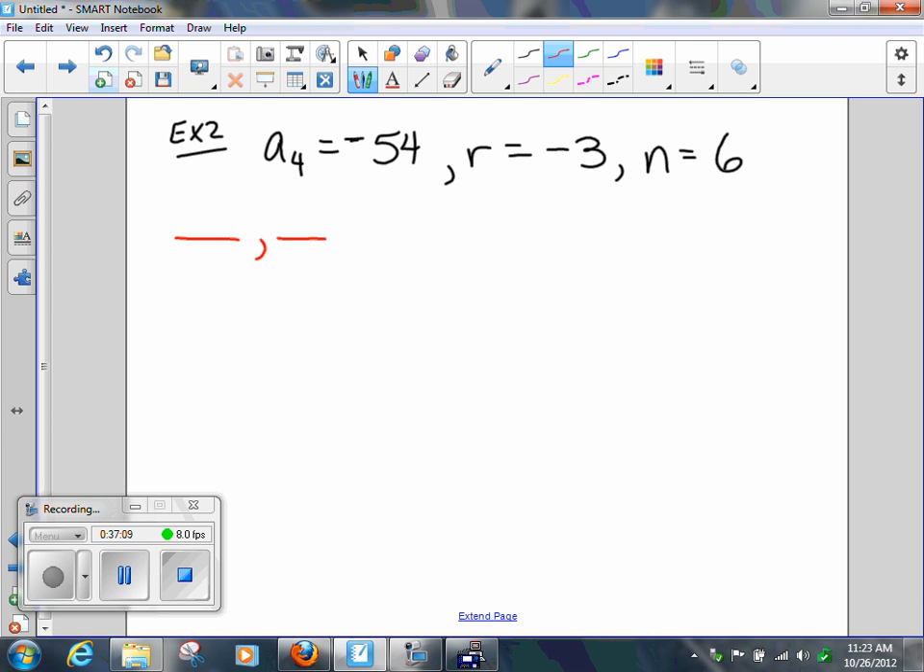So should I maybe draw 6 blanks? I don't have to, but I need to see it, okay? 1, 2, 3, 4, 5, 6. And you said the fourth term out of those is negative 54, right?